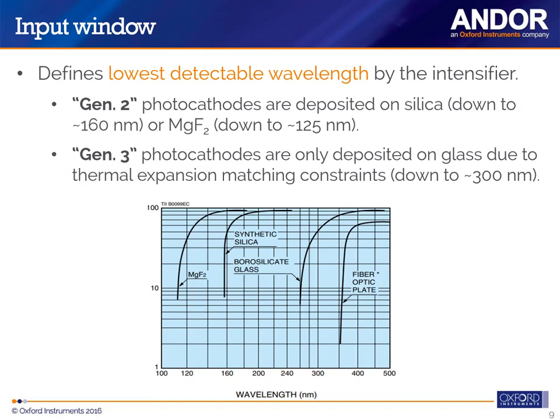Generation 3 photocathodes are only available on glass, and that's because there's a need to match the thermal expansion of this type of photocathodes with a substrate, and the only substrate that's matching Gen 3 photocathodes thermal expansion is glass. One of the downsides of glass is that it cuts off UV, so Gen 3 intensifiers using glass window cannot really detect below 300-350 nanometer.